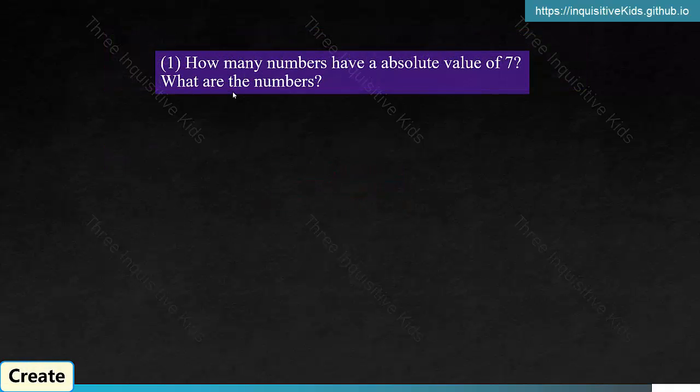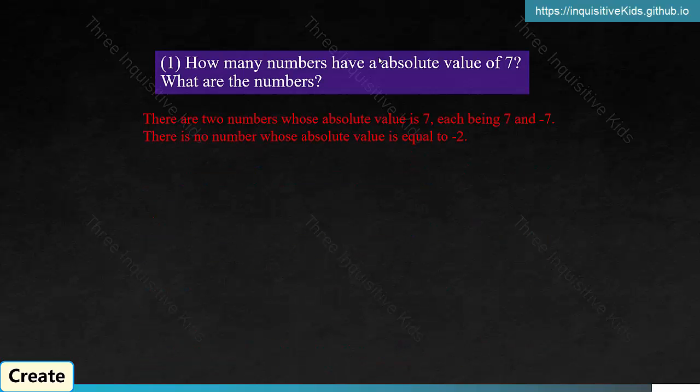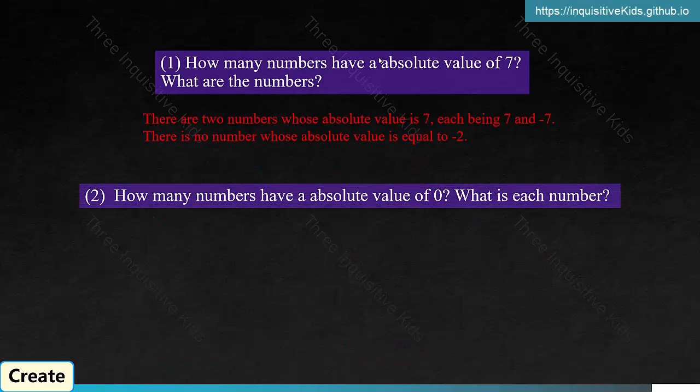How many numbers have an absolute value of 7? What are the numbers? Two numbers have the absolute value of 7, negative 7 and 7. Because there's no number whose absolute value is equal to negative 2, because all absolute values are positive, or it is a 0.